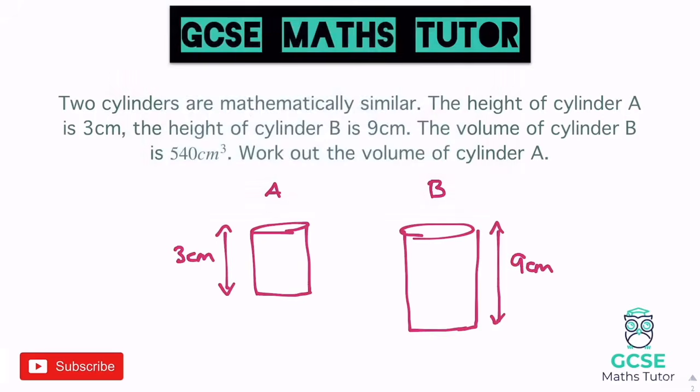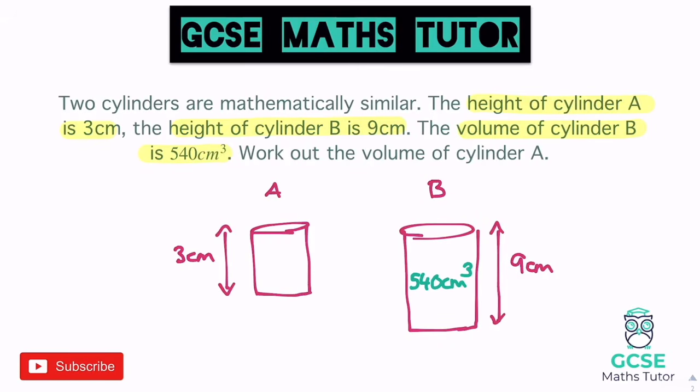Now it does also give us another piece of information, so let's write that on. It says 540 centimetres cubed for the volume of B there. Okay, just making sure you label that appropriately. It's always a good idea to highlight some of the information. Height of A is 3, height of B is 9, and then the volume of B is 540. And we're going to work out the volume of A.